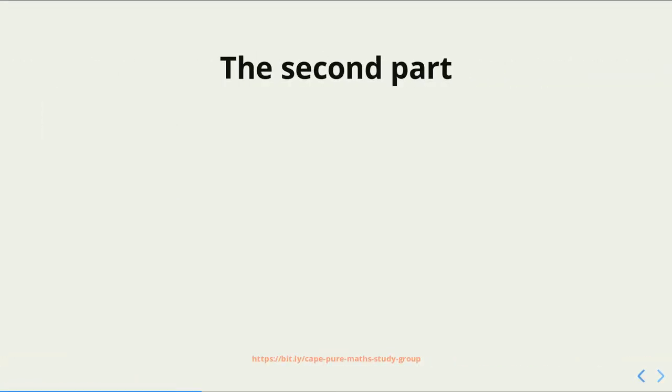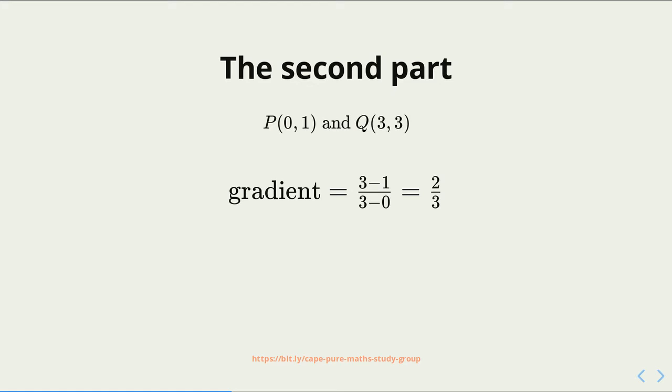In the second part, we want to determine the equations of the three lines making up the triangle, which are PQ, QR, and PR. We'd start with PQ. P is at the point (0,1) and Q is at the point (3,3). Therefore, the gradient is given by the y-coordinate of Q minus the y-coordinate of P divided by the x-coordinate of Q minus the x-coordinate of P, which is equal to 2/3. The y-intercept is equal to 1 because the point P, which already lies on the y-axis, has a y-coordinate of 1. Therefore, the equation of the line passing through PQ is given by y = 2/3 x + 1.